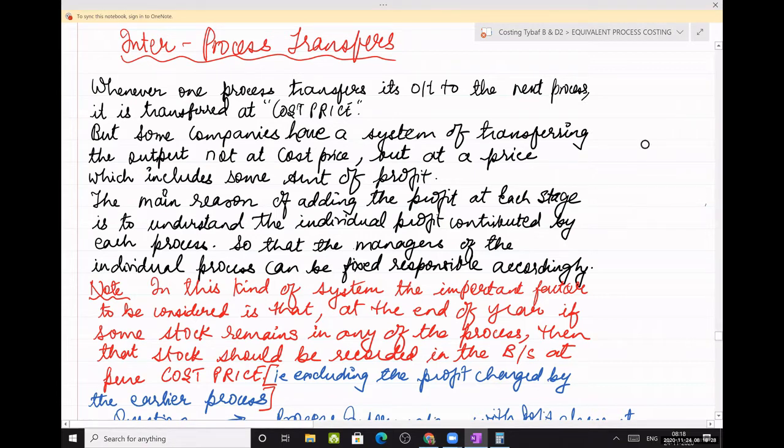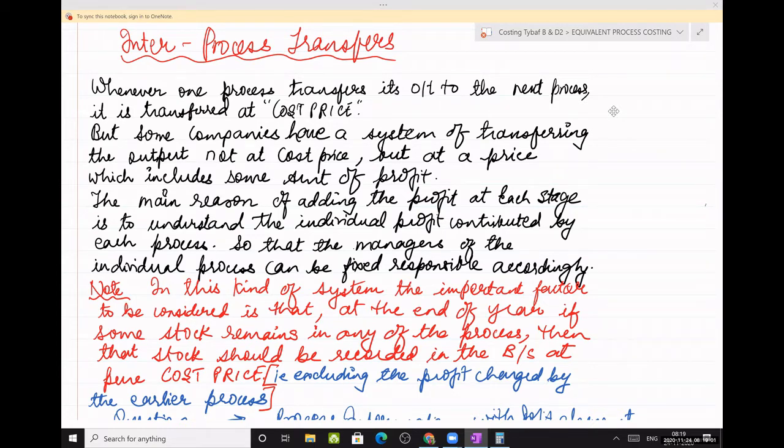Whenever one process transfers its output to the next process, it is transferred at cost price. Remember, students, all these things are for theory purposes in the exam. But some companies have a system of transferring the output not at cost price but at a price which includes some amount of profit. The main reason for adding the profit at each stage is to understand the individual profit contributed by each process, so that the managers of the individual processes can be held responsible accordingly. This is what I explained to you just now.